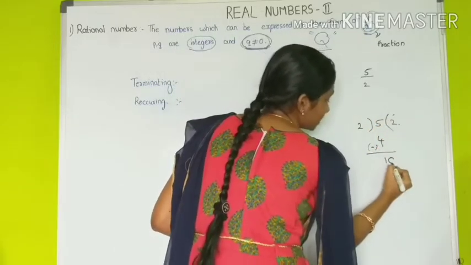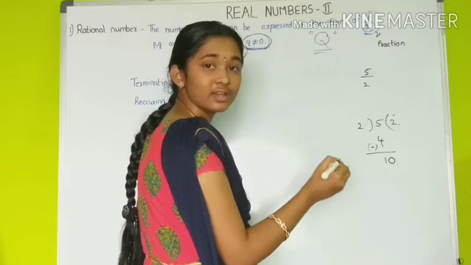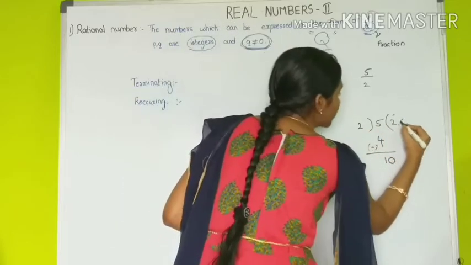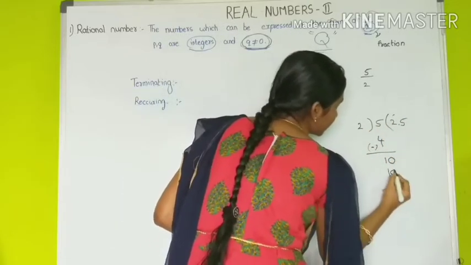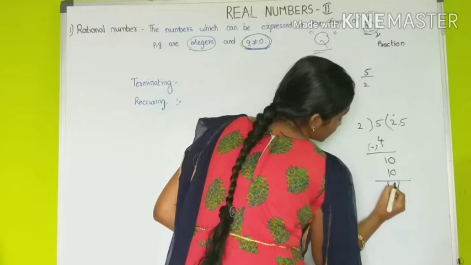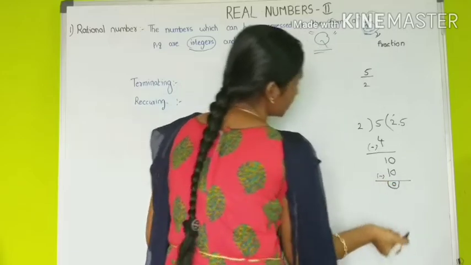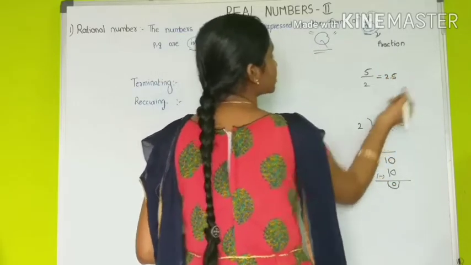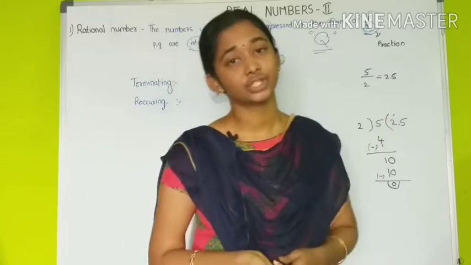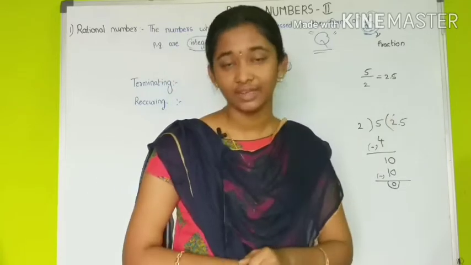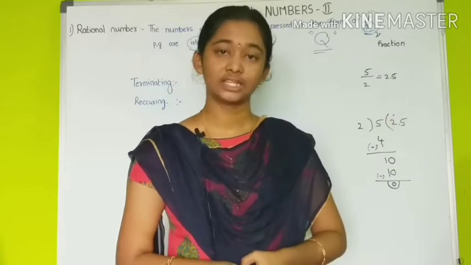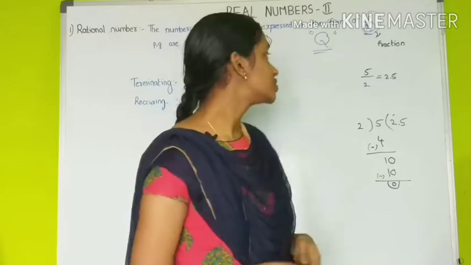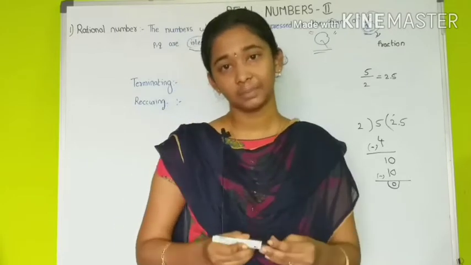And we put 0. And we already know that 2 5s are 10, so we write 10. The remainder here is 0, as 10 minus 10 is 0. So the value of 5 by 2 is 2.5. So any number in the form of p by q has a decimal value, and these decimals are always terminating or recurring.